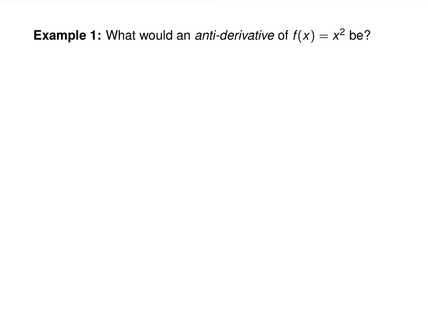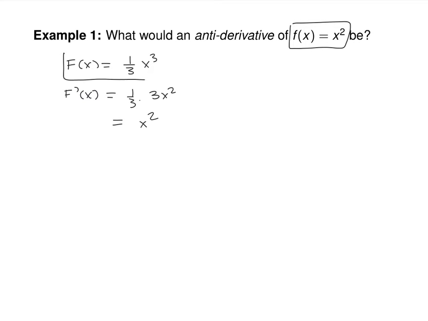So think about this. What would an antiderivative of f of x equals x squared be? 1/3 x cubed. Capital F of x equals 1/3 x cubed. Do you guys buy that? If I take capital F prime, I have 1/3 times 3x squared, which is just x squared, right? Wait, what if there's... Yeah, we'll get there, okay? So just stop, wait for a second.